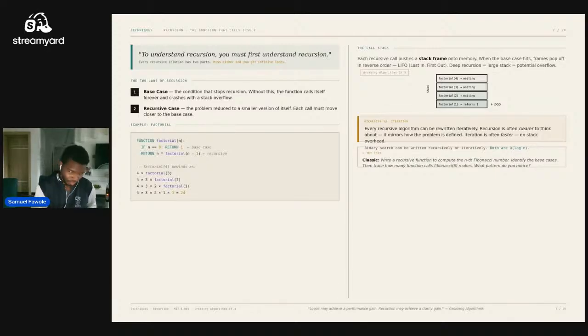Recursion. Recursion is a very difficult concept to understand. But when you understand it, it makes all the sense. Right? So recursion, this is just a joke: to understand recursion, you must first understand recursion. That's how recursion is a function calling itself.